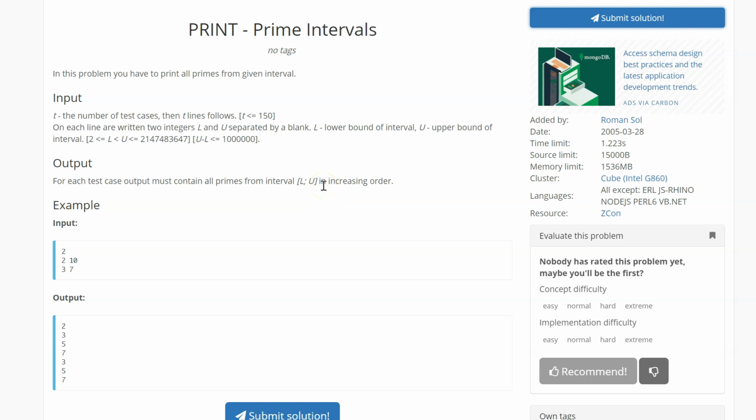All right, so what do we need to do here? Basically, there are t test cases. And for every test case, we are given two integers, L and U, which are essentially the lower bound and the upper bound of an interval. And the bounds lie in this interval. This number is 2 to the power 31 minus 1. And the maximum size of the range is 1 million. Given these two numbers, we need to output all the prime numbers in that interval.